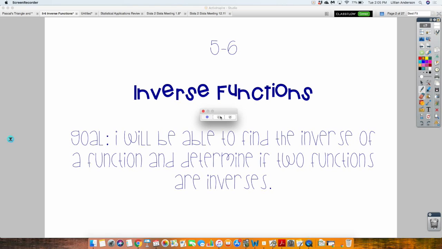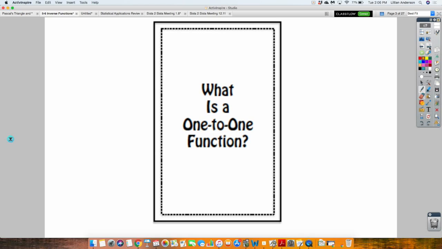All right, so we're going to start out with the green foldable that has what is a one-to-one function on it. That's the first one. What is a one-to-one function? Now, before we talk about one-to-one, does anybody know what makes an equation a function?